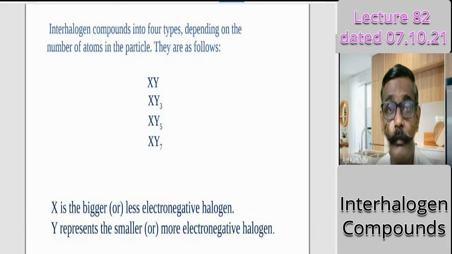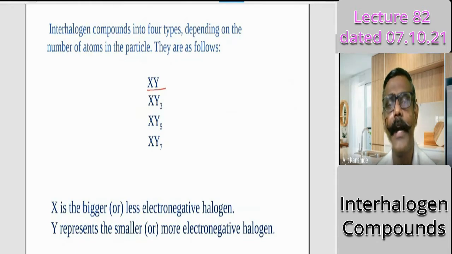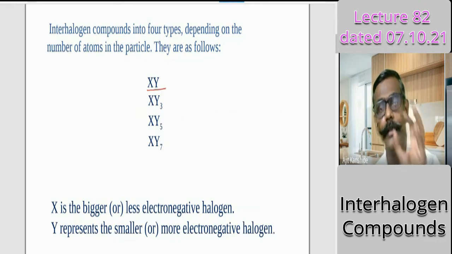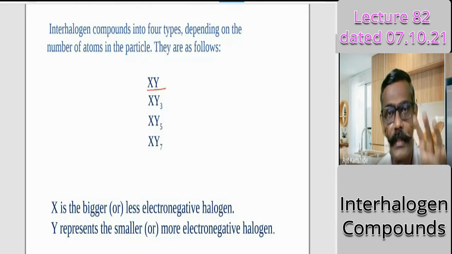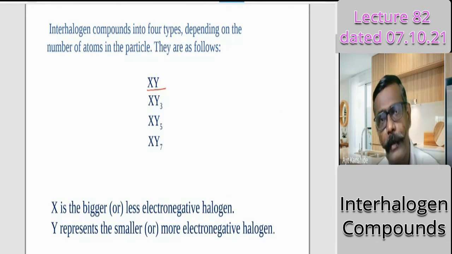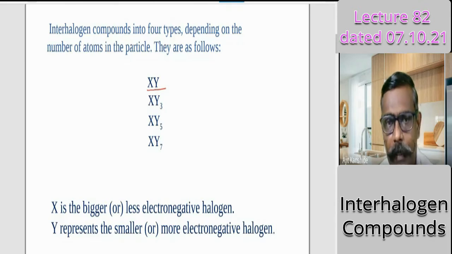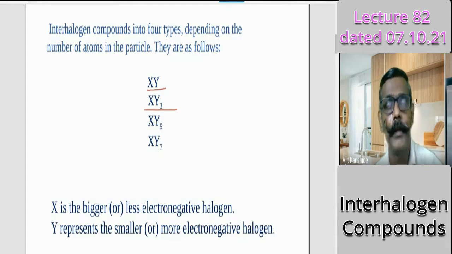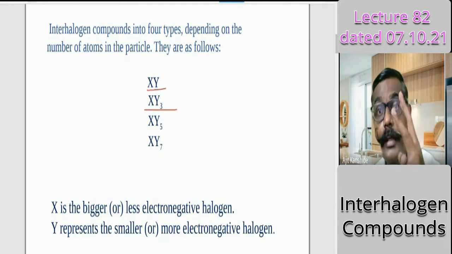These interhalogen compounds are of different types. See, first type XY. It means two different halogens are there: one halogen, one atom, other halogen, other atom. X represents one halogen atom and Y represents the other halogen atom. Second type XY3 means one halogen X, only one atom, and other halogen Y, three atoms.